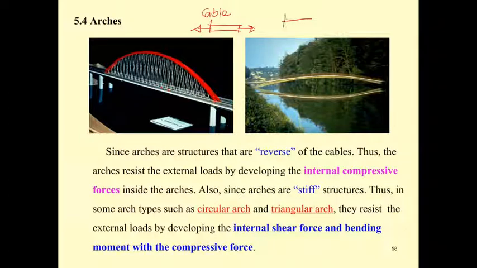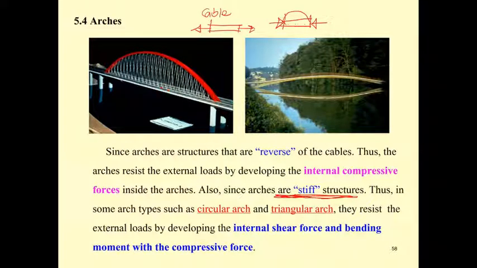For the member in compression, as we may recall from chapter 13, the buckling of the column, a member that is in compression is prone to buckling. So when we design this kind of structure, the structure must be stiff enough to prevent the buckling of the member.